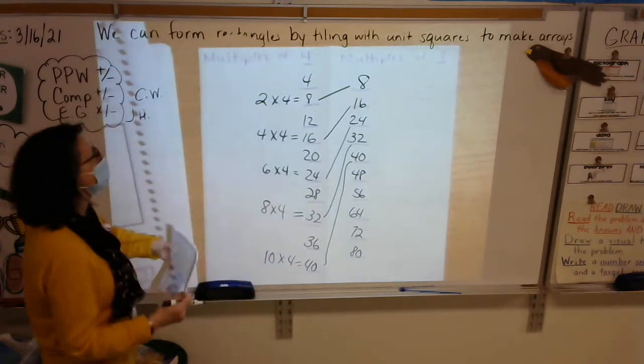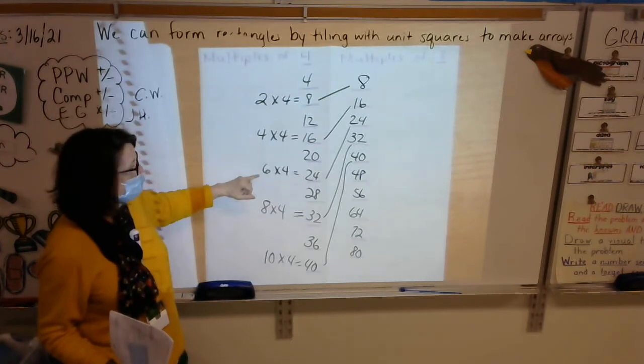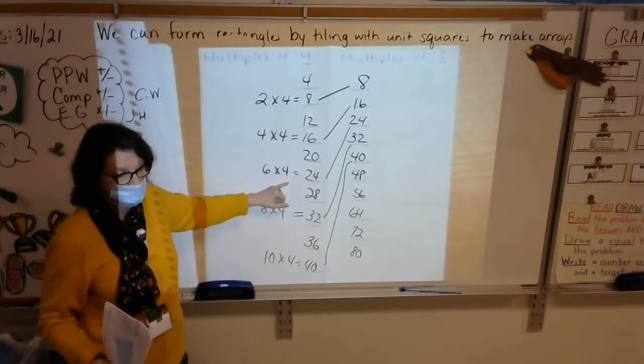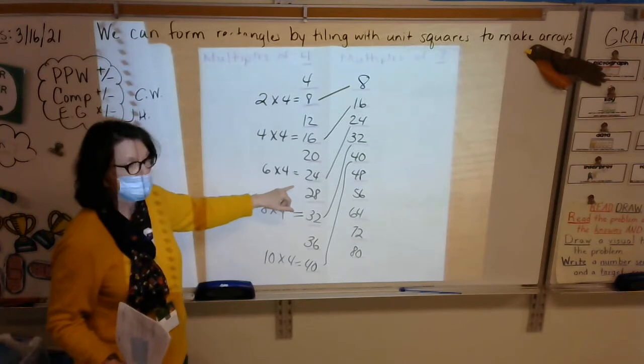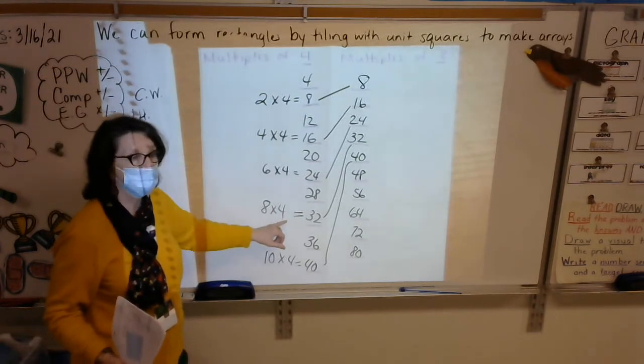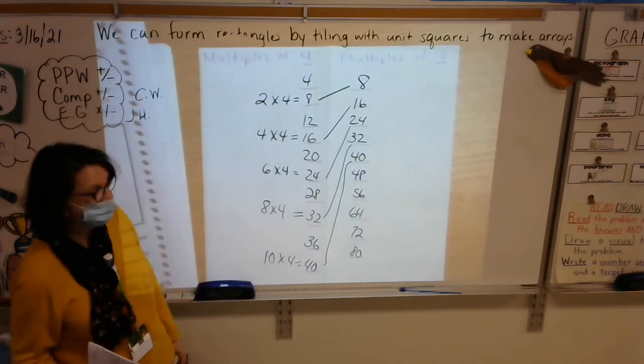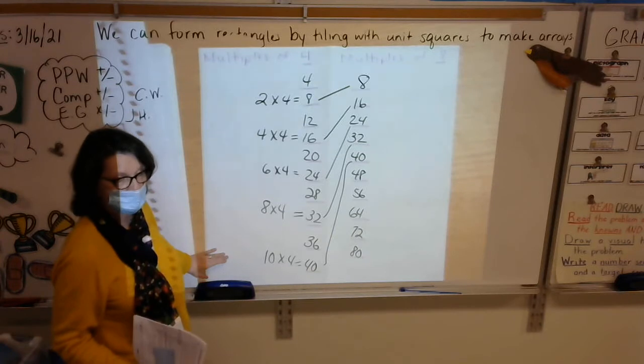And boys and girls, I do want you to write it like I wrote it up here. So check your work. I want you to write 6 times 4 because we're counting 6 4s. I want you to write 8 times 4 because we're counting 8 4s. I want you to write 10 times 4 because we're counting 10 4s. So friends at home, make sure you are doing that as well.